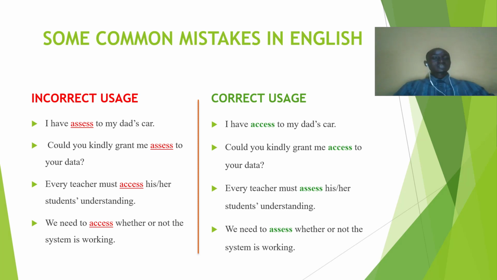Note on the left side of the screen is the incorrect usage, and on the right is the correct usage. And so we have on the left the words that are used in the wrong context or incorrectly are underlined in red, while the correct ones are on the right, which is in green.